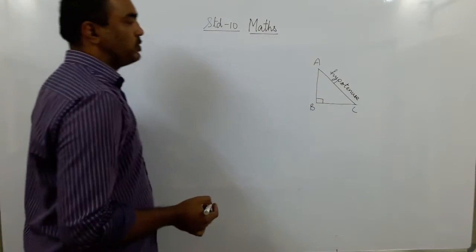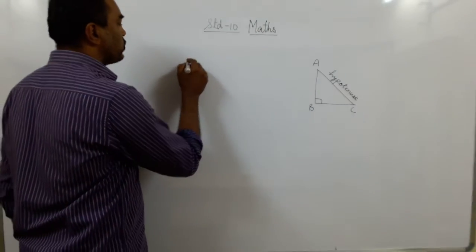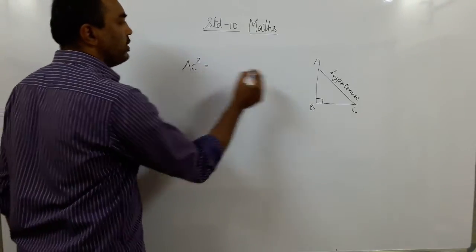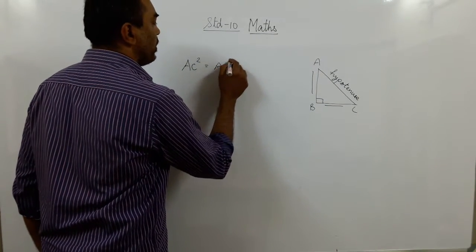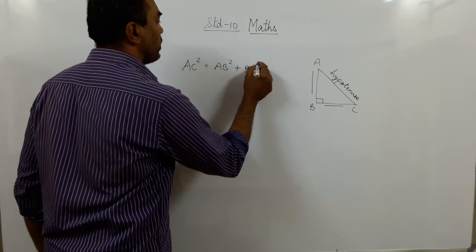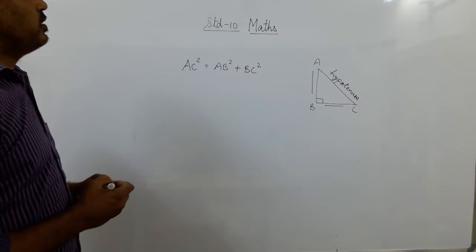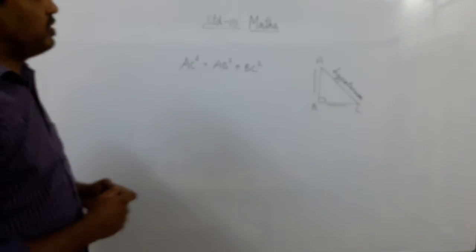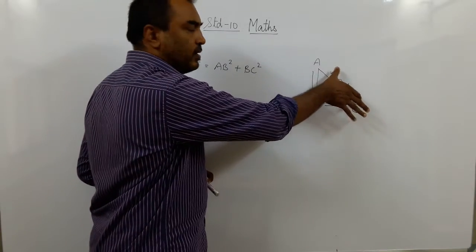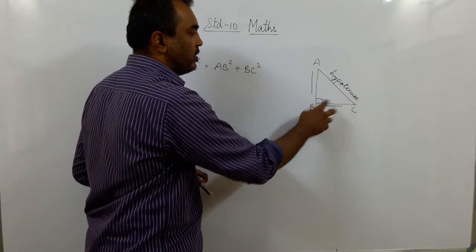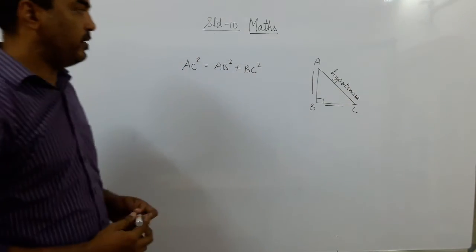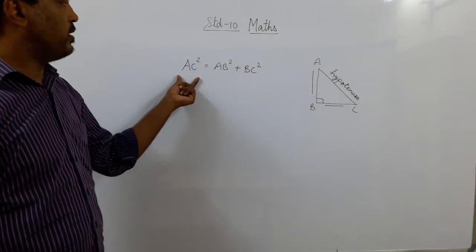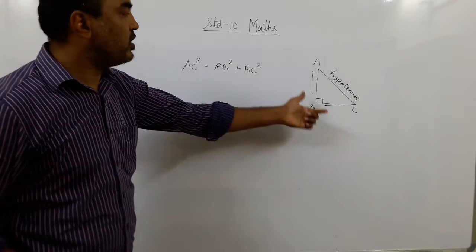So we have the hypotenuse square. AC square is equal to the sum of the squares of the other two sides, AB square plus BC square. This is the famous Pythagoras theorem. The hypotenuse is the longest side. In a right angle triangle, the hypotenuse opposite to the right angle is the longest side. So the hypotenuse square is the sum of the squares of the other two sides.